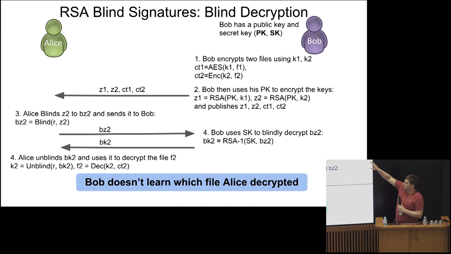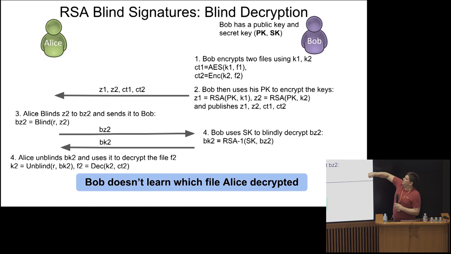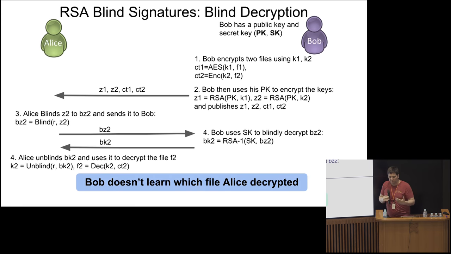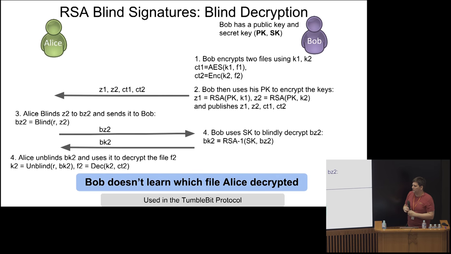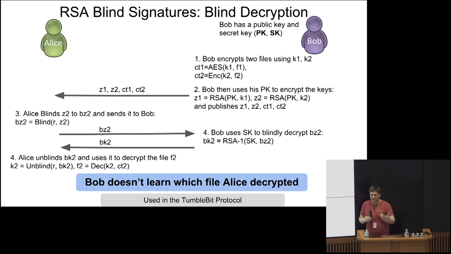And in this example, we just used 2 files, but you could use this with lots of files. In fact, you could even have a third party where Bob is just encrypting files under this third party's public key, and then Alice is requesting decryptions. And this is a fairly valuable thing to do. We use this in the TumbleBit protocol, so that a party can get decryptions on things without revealing what it's actually getting decryptions on.